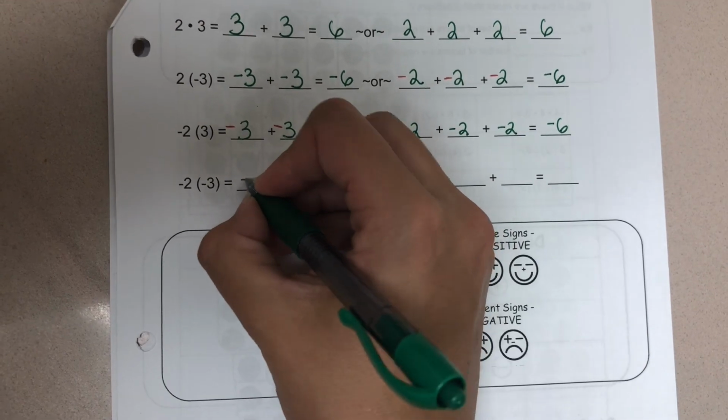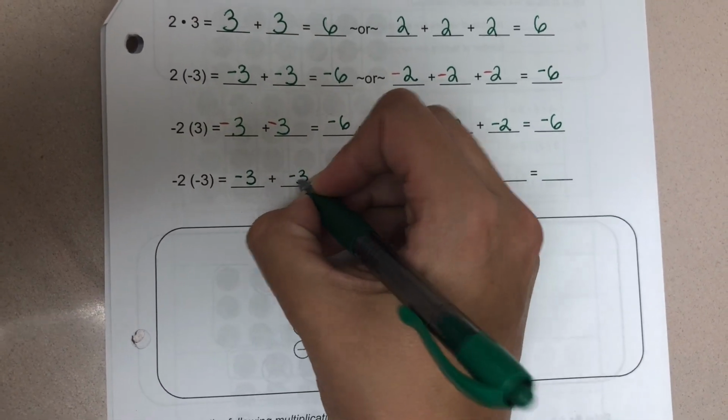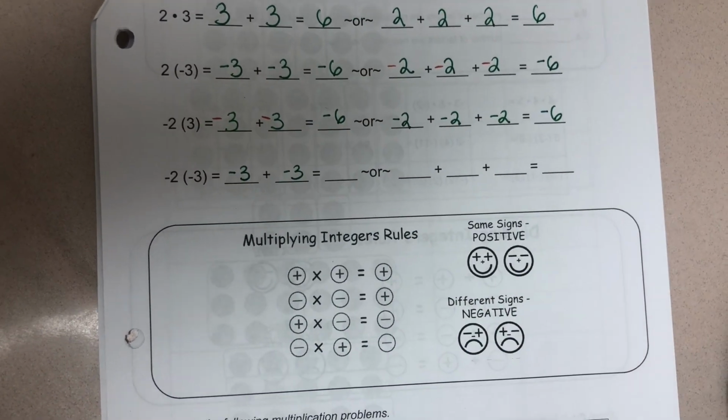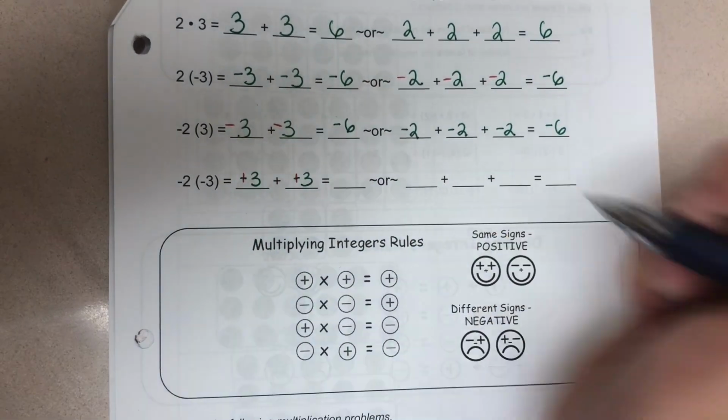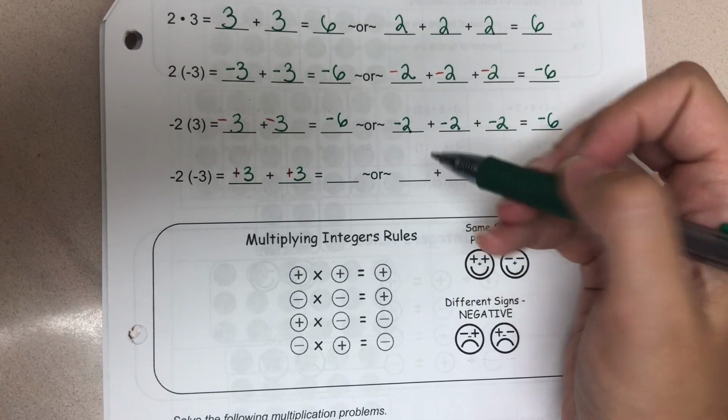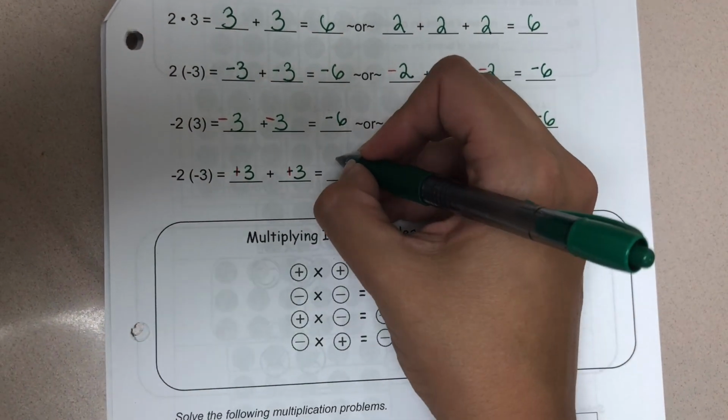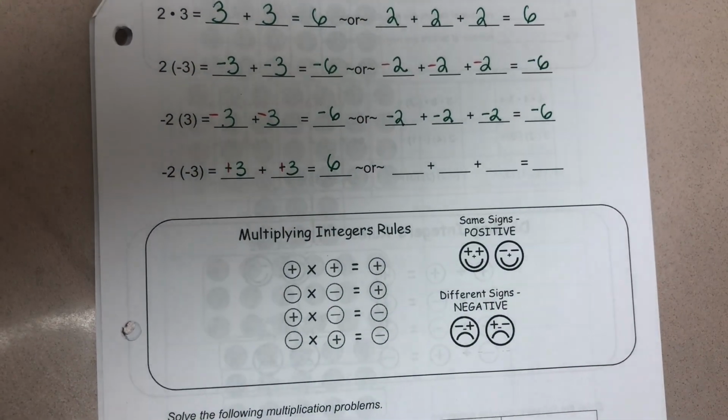When I have a negative times a negative, that's like saying I have negative 2 groups of negative 3. So I have negative 3 and negative 3. That would be 2 groups. But since these are negative groups, I invert these. So now it's like they're positive. So positive 3 plus positive 3 is positive 6.